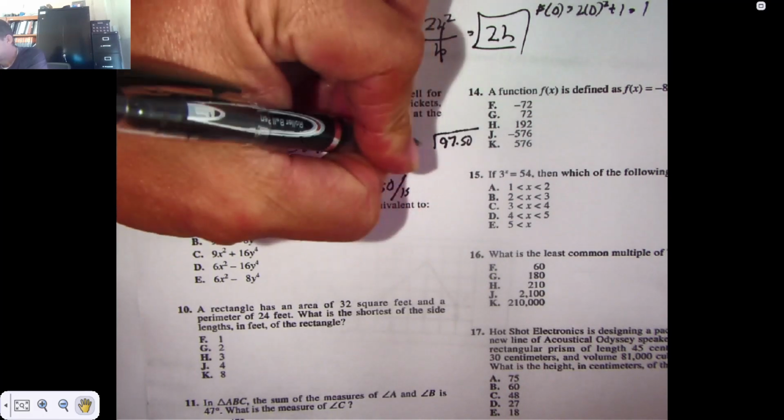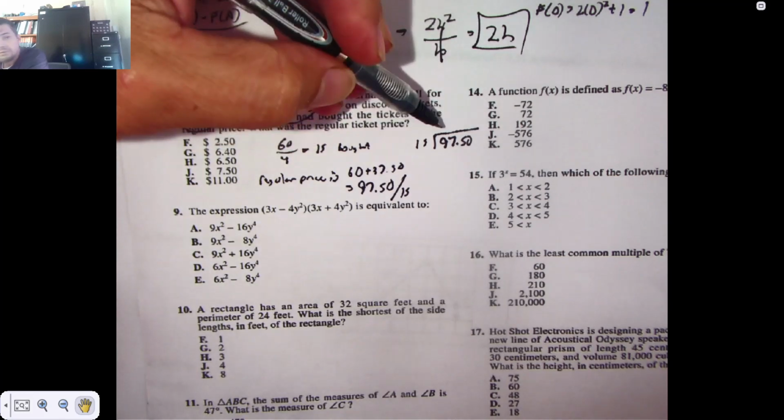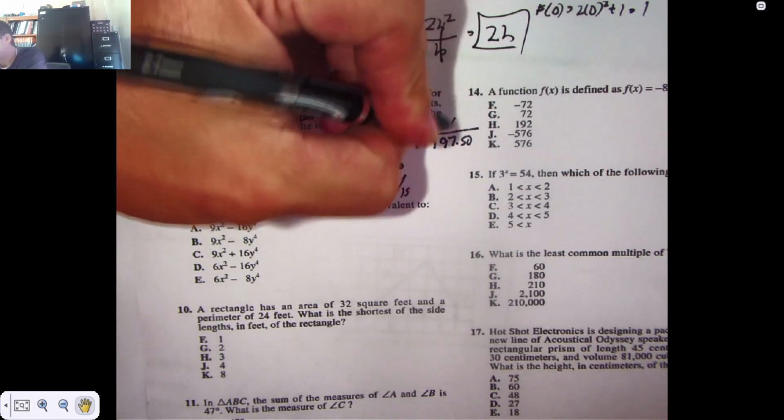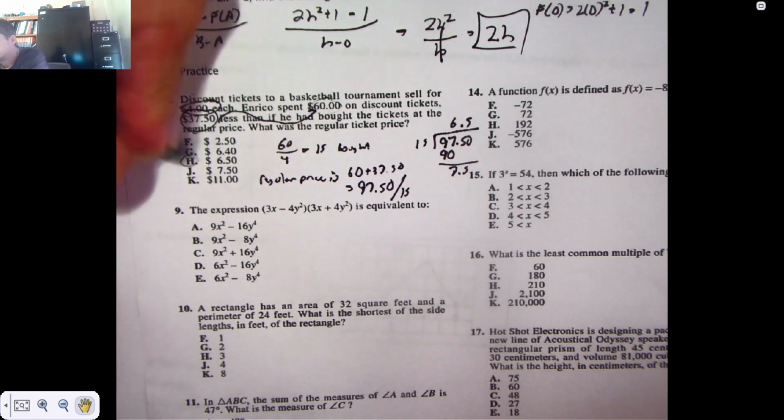It's Monday, and my brain is not working the way it should, so we're just going to do a long division. 15 goes into 97 6 times. That's 90. Bring the 7.5 down. There we go. 5. 650. A little slow.